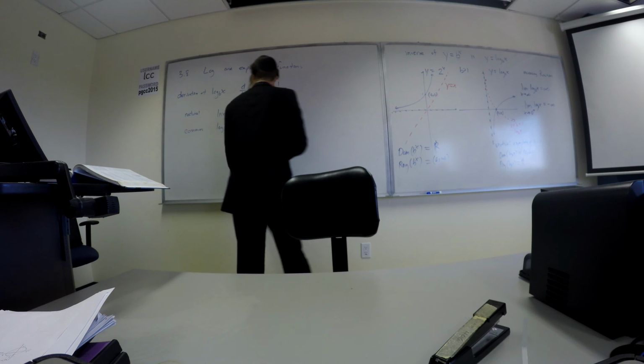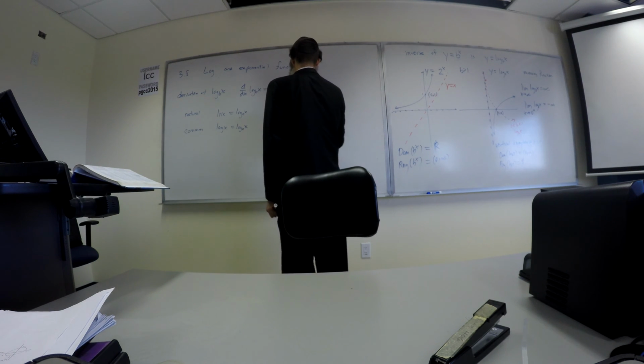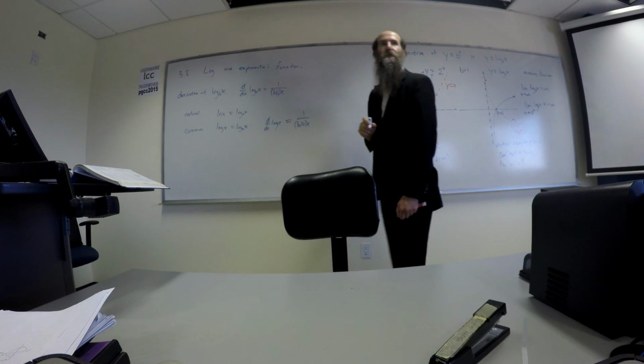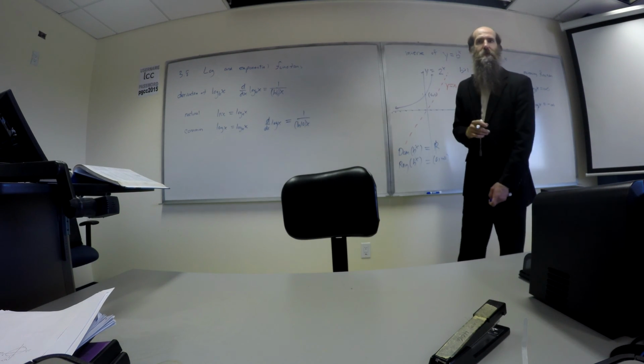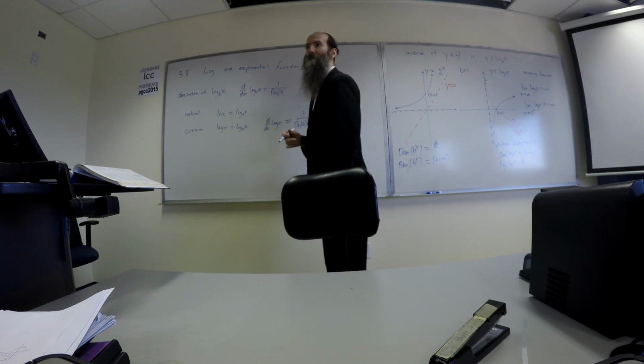All right. So if I want the derivative of log base 10, I want d/dx of log x. That's going to be 1 over the natural log of 10 times x, correct? Just the natural log of the base goes down, and the base is 10 for the common log, so therefore 1 over ln 10 times x.